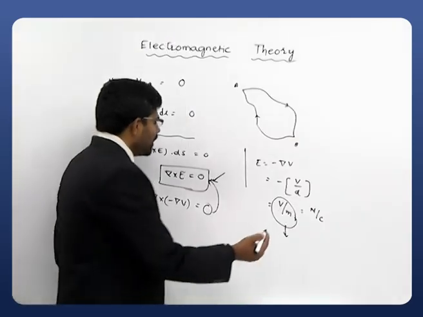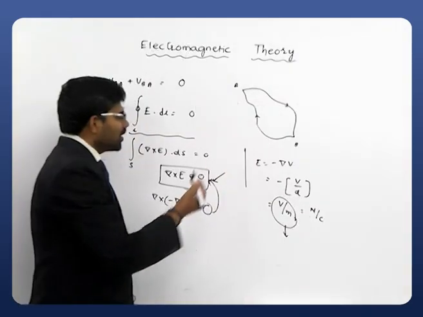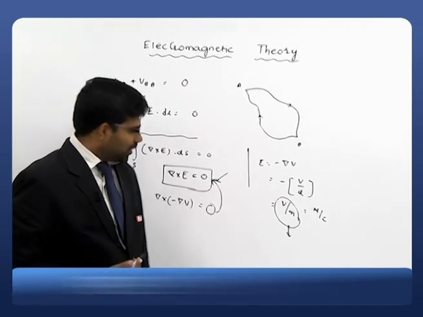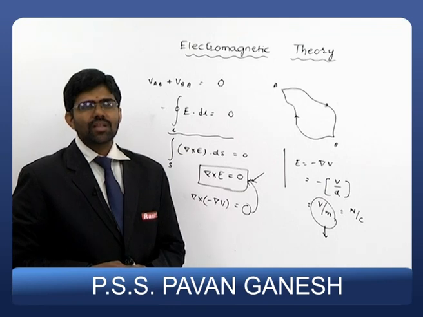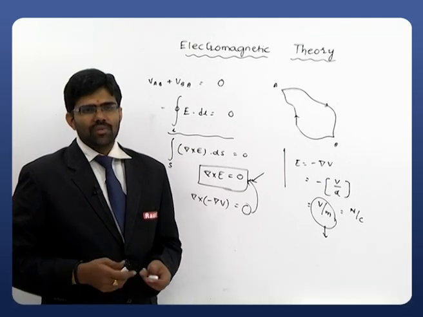So clearly the voltage and electric field intensity are related by this equation, and del cross E equals 0 is the most useful equation for observing the nature of electric field intensity.